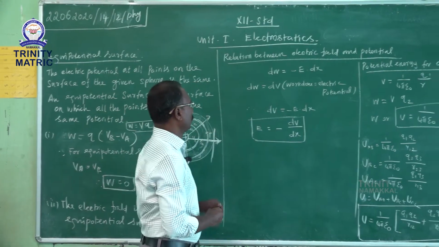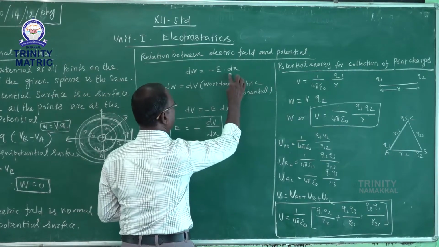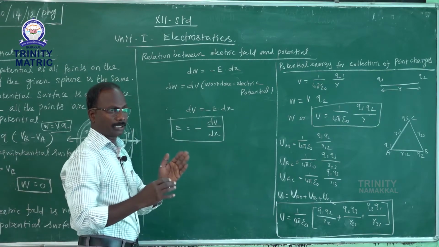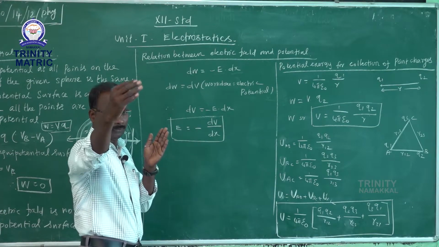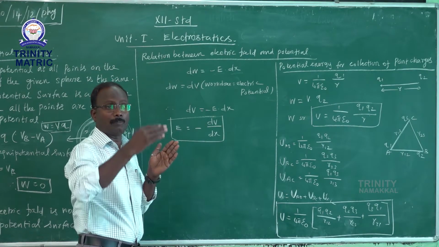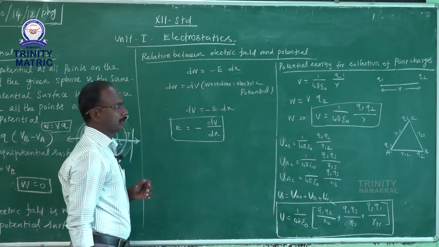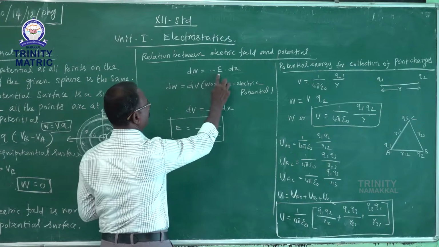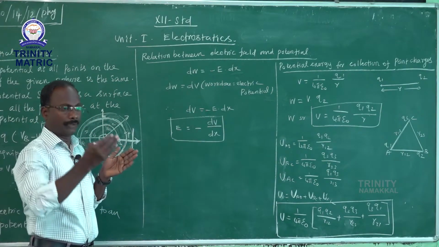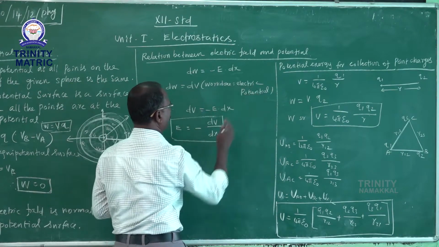You know that the work done in bringing a unit positive charge from infinity to a point, a distance dx, is against the electric field. That is, opposite to the direction of the electric field, so we put in a minus symbol. So dW is equal to minus E into dx. The amount of work done is equal to the difference of electric potential.